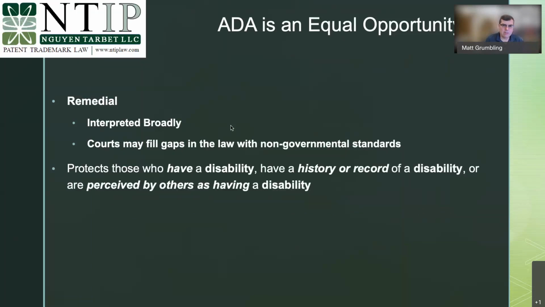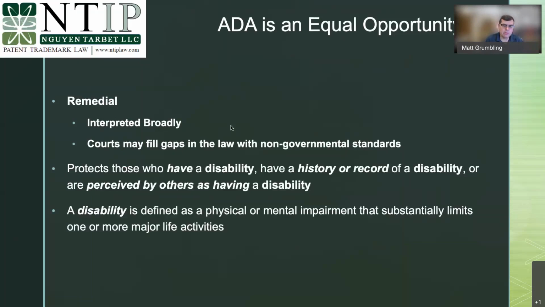So the ADA protects those who have a disability or a history or record of a disability or are perceived by others as having a disability. They may not think of themselves as having a disability, but others might. And a disability is defined as a physical or mental impairment that substantially limits one or more major life activities. So it doesn't cover other things that are covered by other types of civil rights acts. It only covers people who actually have a physical or mental impairment that substantially limits one or more major life activities.